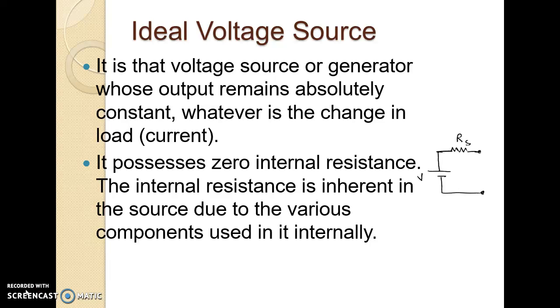The internal resistance is inherent in the source due to the various components used in it internally. The voltage source is symbolically represented by a battery V and a series resistance Rs, where Rs is the internal resistance. The internal resistance of a voltage source always comes in series with it.